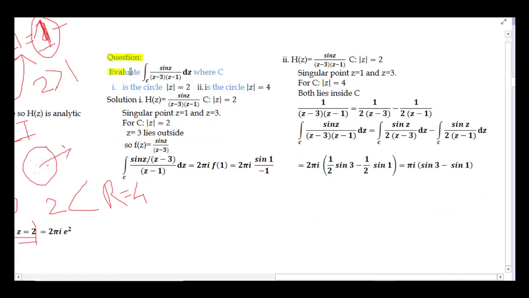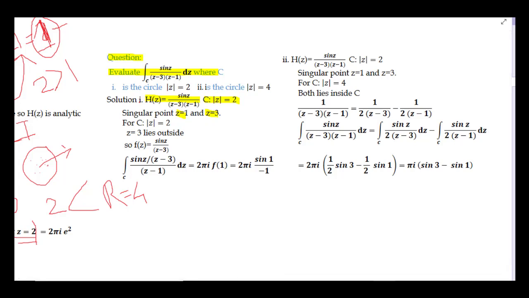Question: evaluate the integral of sin z upon (z minus 3)(z minus 1) dz, where capital C is the circle, first part mod z equal to 2, and second part is this. So we'll do it one by one. First part, again, this complete thing will be treated as f(z). Now, capital C is mod z equal to 2. Singular points: put denominator equal to 0, z equal to 1 and z equal to 3 are my singular points.